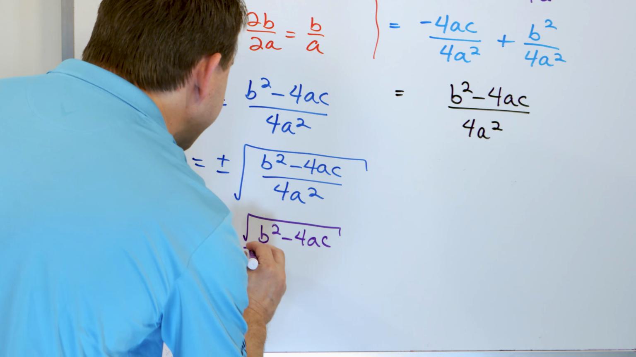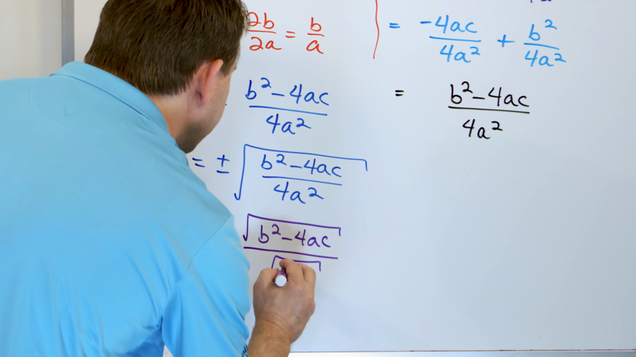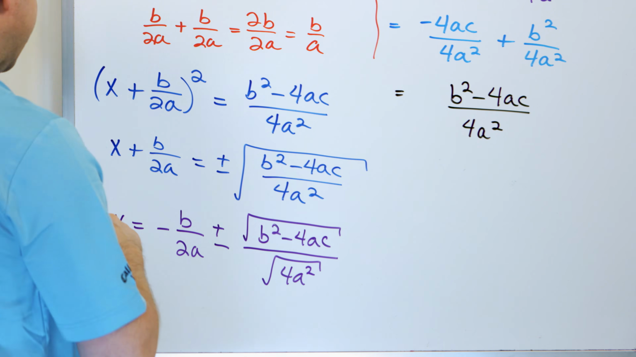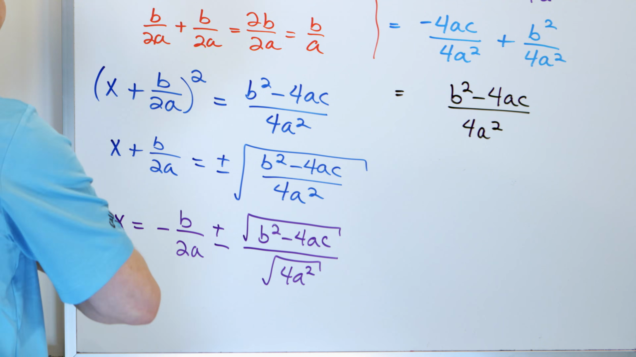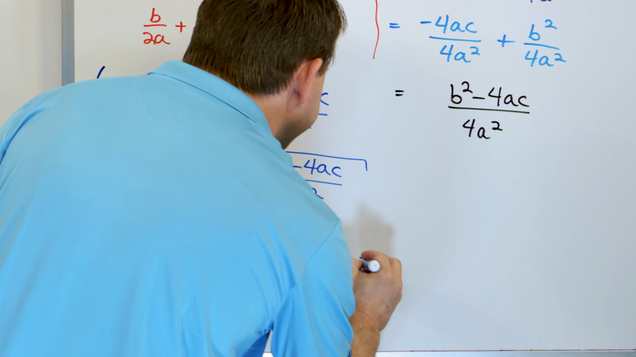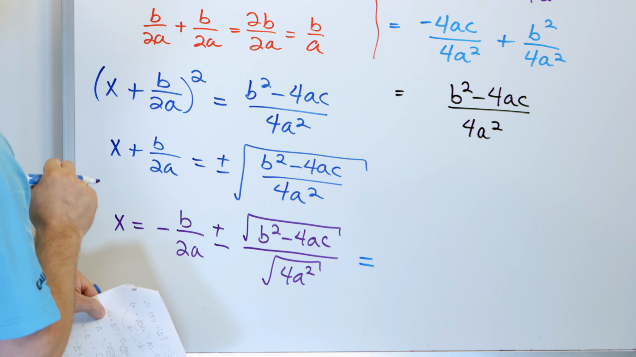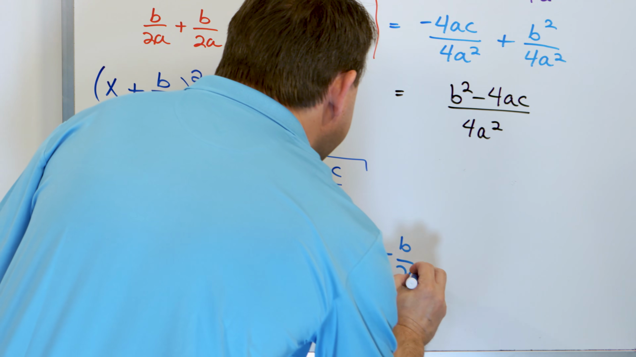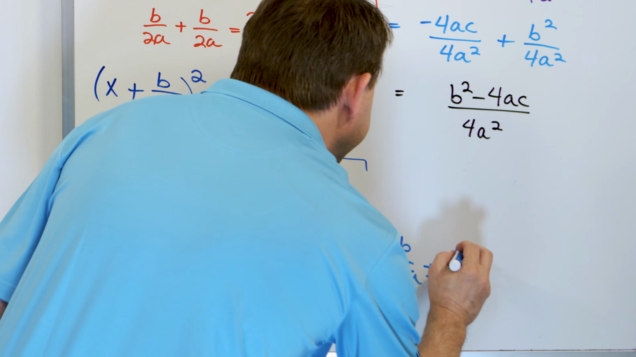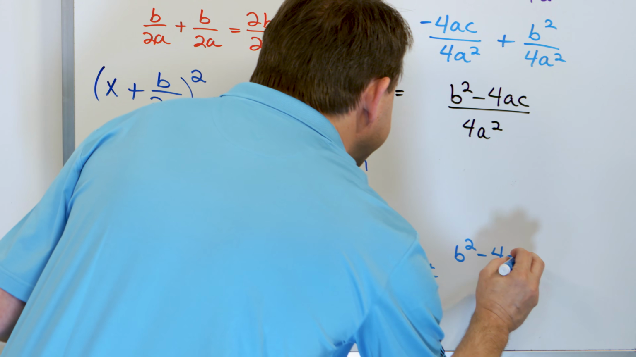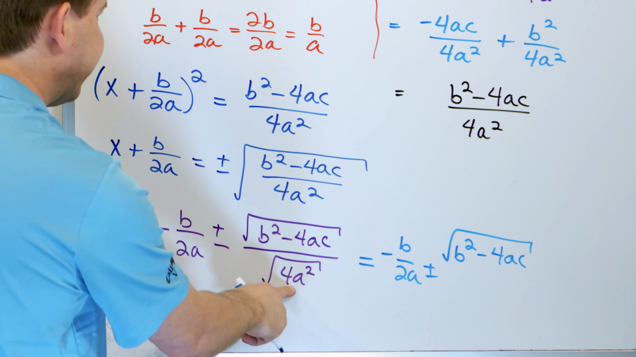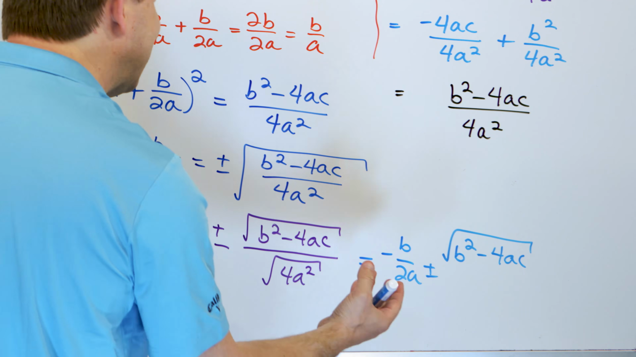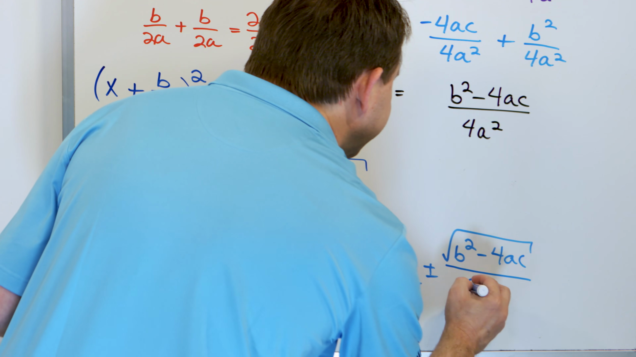Now you can see it starting to happen. On the bottom, it's going to be the square root of 4a squared, right? So what I want to do here, I think probably the easiest thing to do, is just make an equal sign, because we're getting really close to the answer here. So we have negative b over 2a plus or minus b squared minus 4ac, all with a radical. And then when we take the square root of 4a squared, the square root of 4 is 2. The square root of a squared is a. So on the bottom, all you get is a 2a.